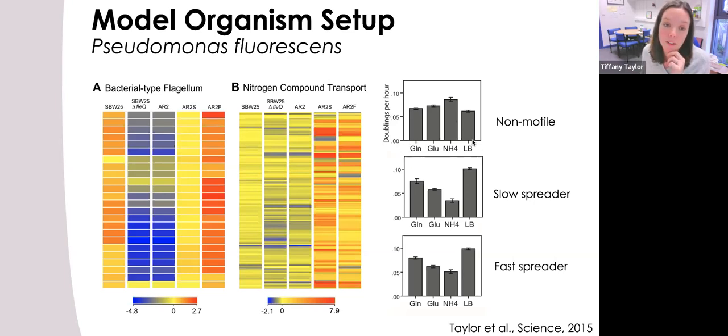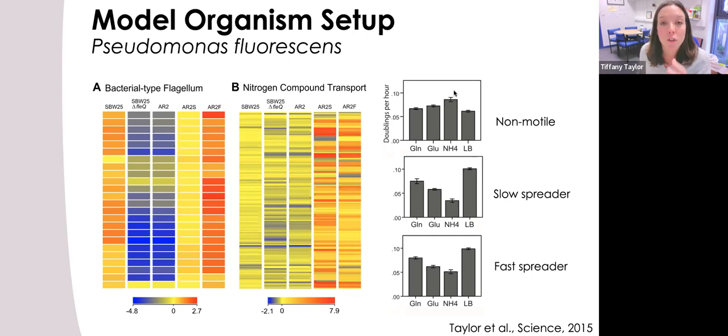So LB is a rich media with lots of nitrogen. And then we've got minimal medium where glutamine, glutamate, or ammonium are the only nitrogen sources available. And you can see that mutations within this nitrogen regulation pathway have pleiotropic effects. Normally when your NTR system is functional, ammonium is the preferred nitrogen source because it's cheap. You don't have to do any sort of post-modification to it. You can just utilize it fairly easily.